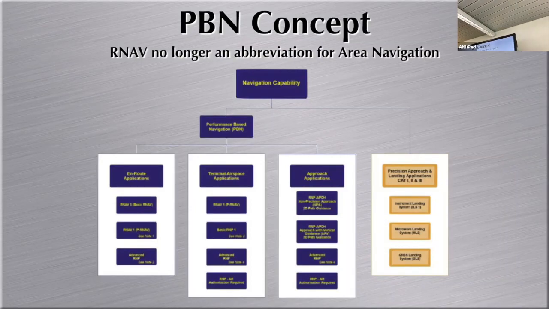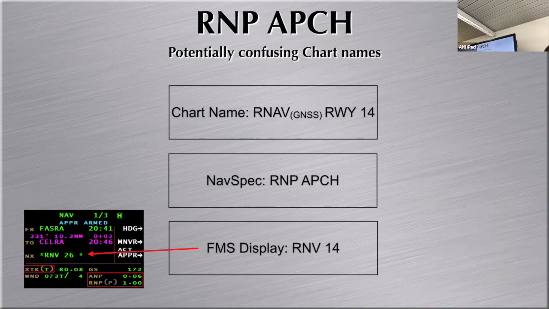So what to do with the chart names in this regard? Obviously, a little bit of confusion was already programmed because the issue was then, okay, we take an RNP approach nav spec. The chart name historically was always RNAV GNSS runway 14. The nav spec is RNP approach. And then there's a third component, that's the FMS display. FMS displays are not standardized, but typically they would show something like RNV 14, as you can see in the snapshot that I have there with RNV 26. Something like that you would see on the FMS display.